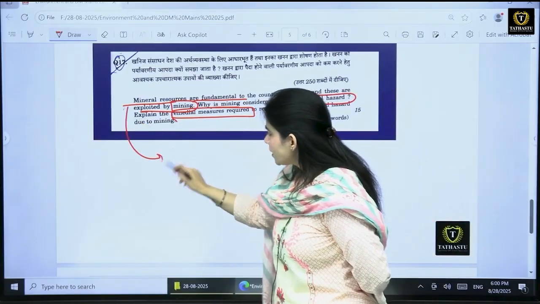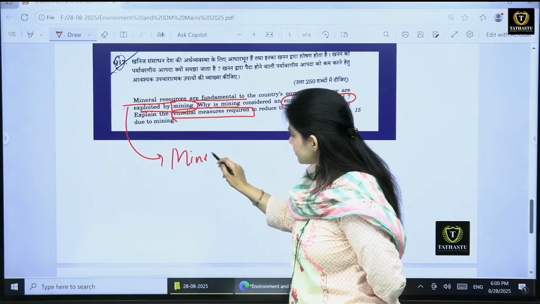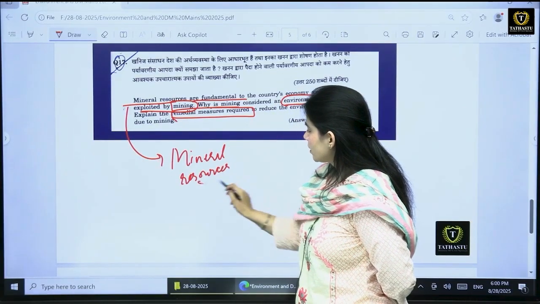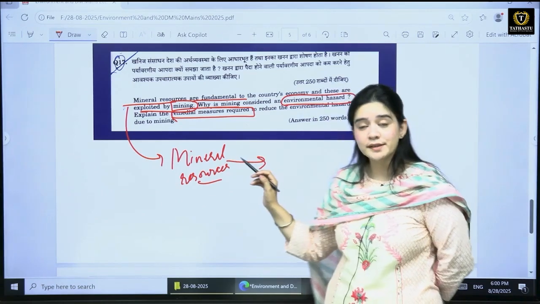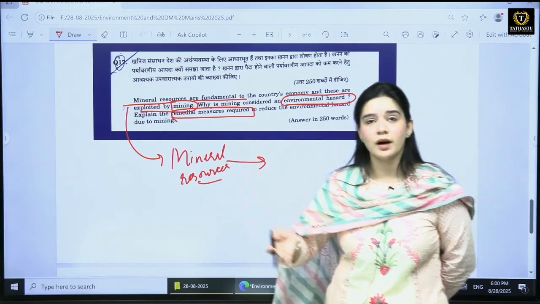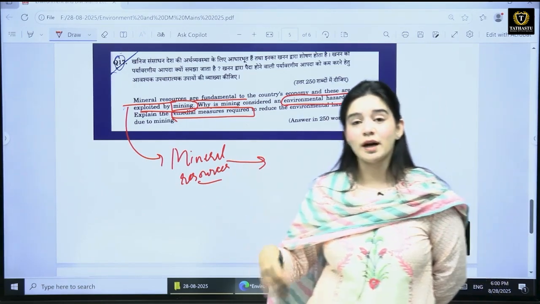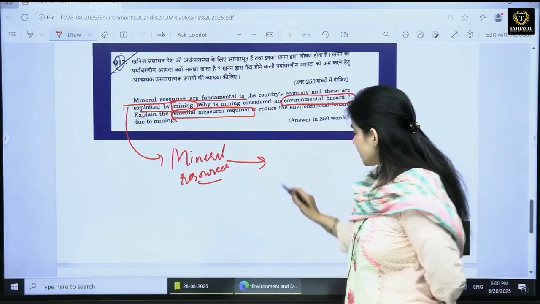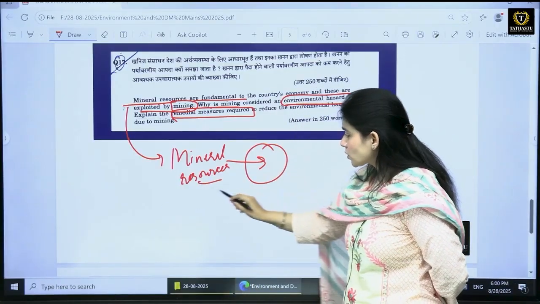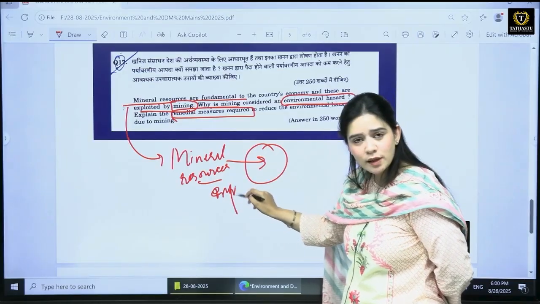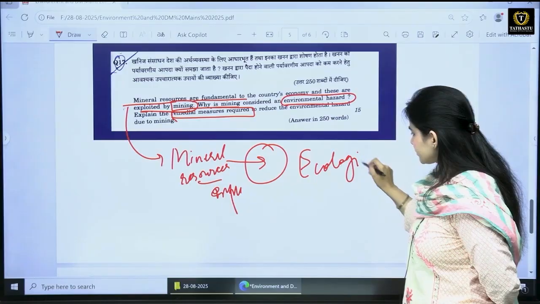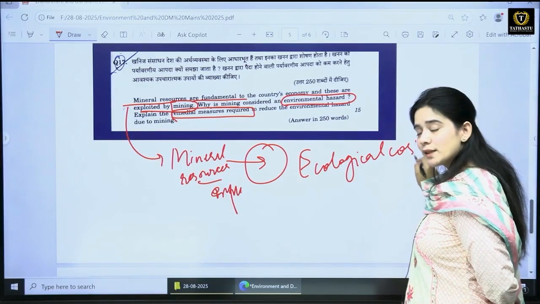Now, mineral resources, they are very important. Why? They are important for the country's economy, for our vision of Atmanirbhar Bharat, okay, for our Make in India projects. Mineral resources are very important for that. But the exploration of mineral resources comes with an ecological cost.